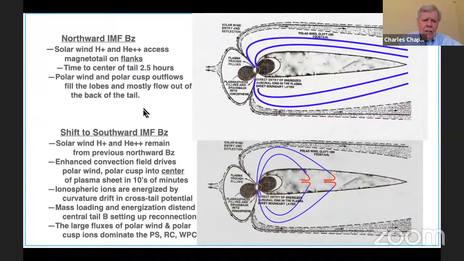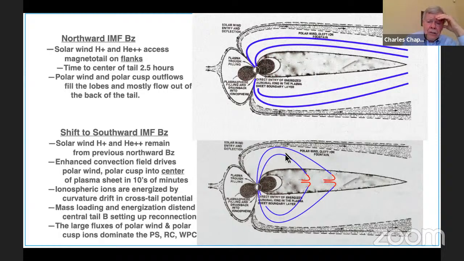Then the solar wind shifts to southward BZ, and the H+ and He+ are still there because they came in earlier and populated. But the enhanced convection field drives the polar wind, instead of it flowing out the tail, into the plasma sheet. And the stronger the southward BZ, the closer in it comes. And once it comes into the plasma sheet, it gets energized.